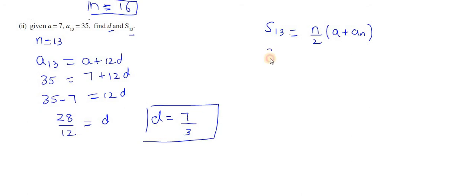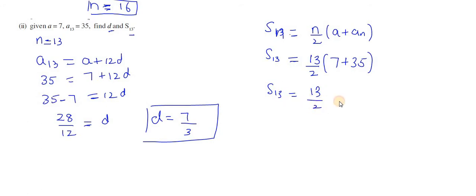Now what is your S13? S13 is equal to 13 by 2 into a, where the a value is 7, plus an. What is an? an is nothing but a13, which we found to be 35. You can make use of this formula. So S13 is equal to 13 divided by 2 into 35 plus 7.